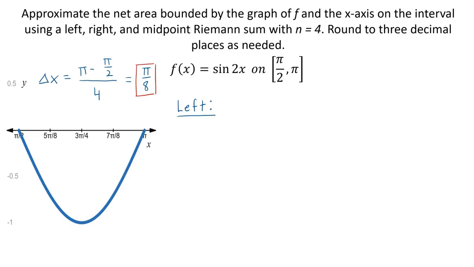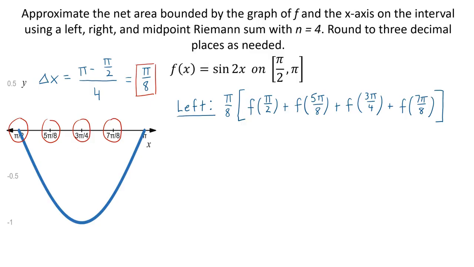The left sum is equal to delta x, which is pi over 8, multiplied by the sum of the heights of our rectangles. To get the heights of our rectangles, we'll evaluate the function at pi over 2, 5 pi over 8, 3 pi over 4, and 7 pi over 8. Now we'll use Desmos Scientific to help us with this calculation.